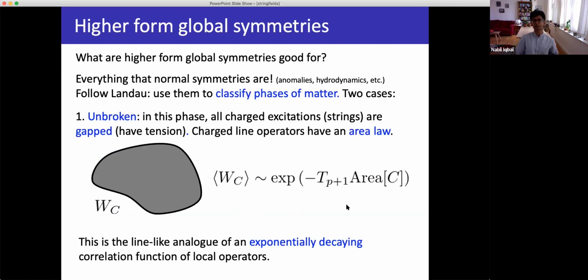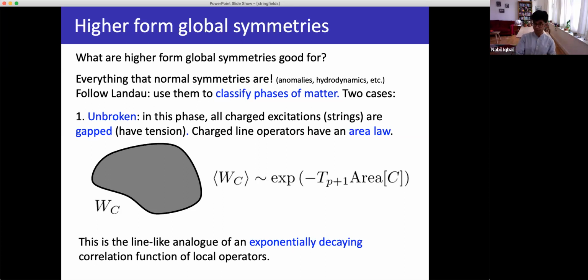What are higher form global symmetries good for? I want to stress that these symmetries are actually just global symmetries like any others, okay? They're not gauge symmetries in particular, importantly. They're really global symmetries. And the truth is, they do everything that normal global symmetries do. We should really rebuild all of that technology for these higher form global symmetries.